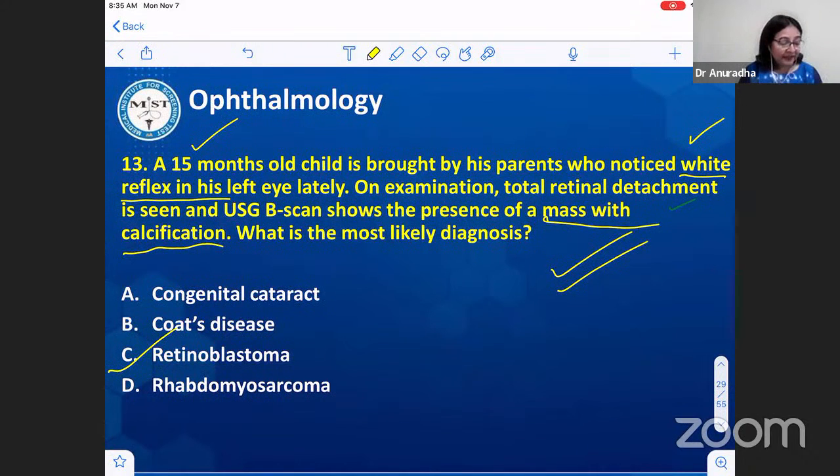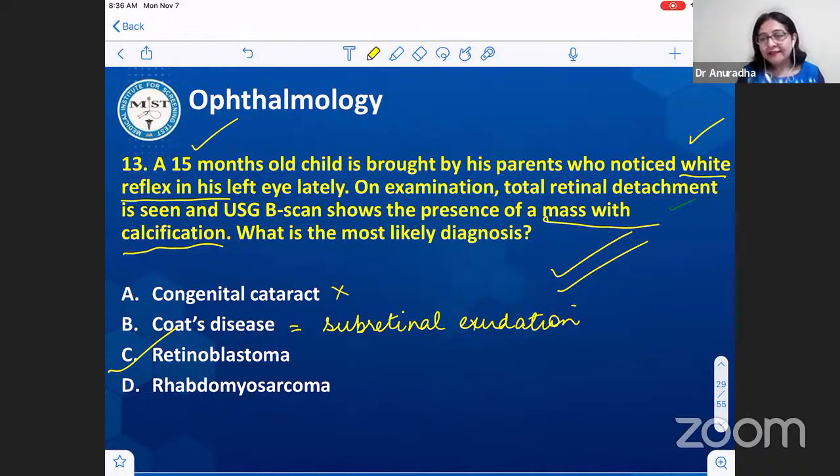Congenital cataract can cause leukocoria, but it will not cause any calcification or retinal detachment. Coats disease again causes leukocoria and subretinal exudation, but no calcification. It causes subretinal exudation of the lipid kind of material, but no calcification. Then rhabdomyosarcoma is an orbital tumor, the most common orbital tumor of childhood.